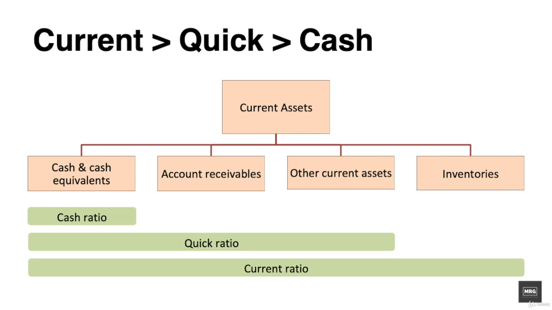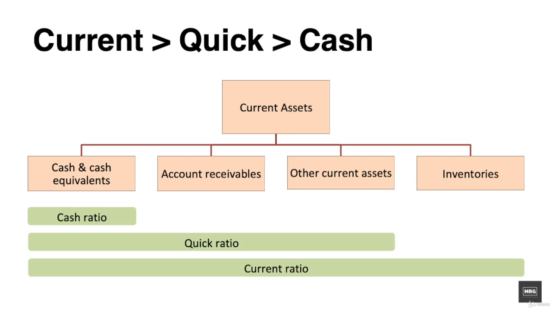In this slide, I would like to quickly show the difference between current, quick, and cash ratio. Current assets are divided into different components. For instance, you have cash and cash equivalents, you have the account receivables, you have other current assets, and you have inventories. When we measure current ratio, we are taking the total current assets divided by total current liabilities.